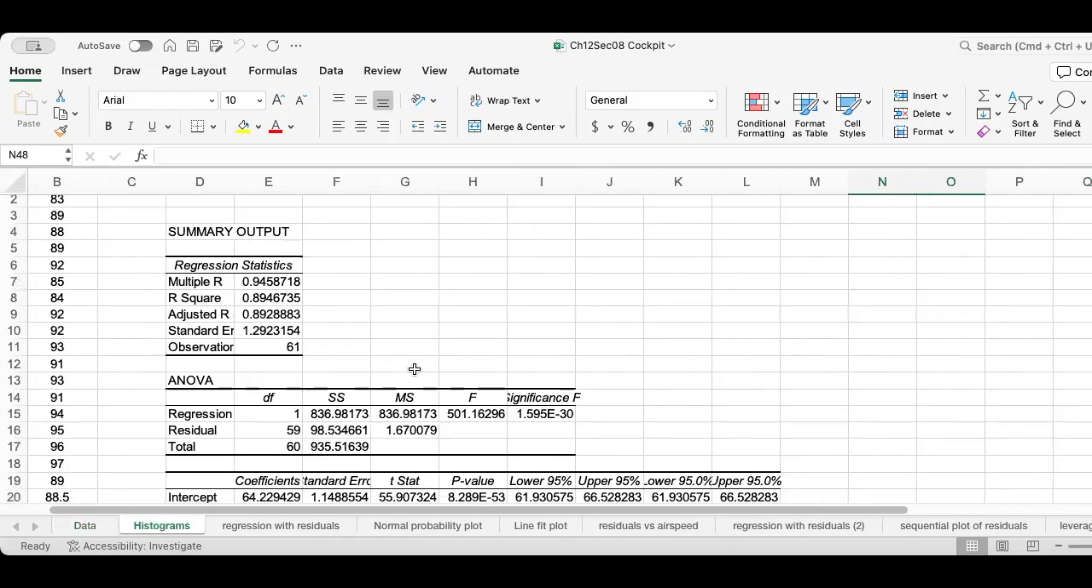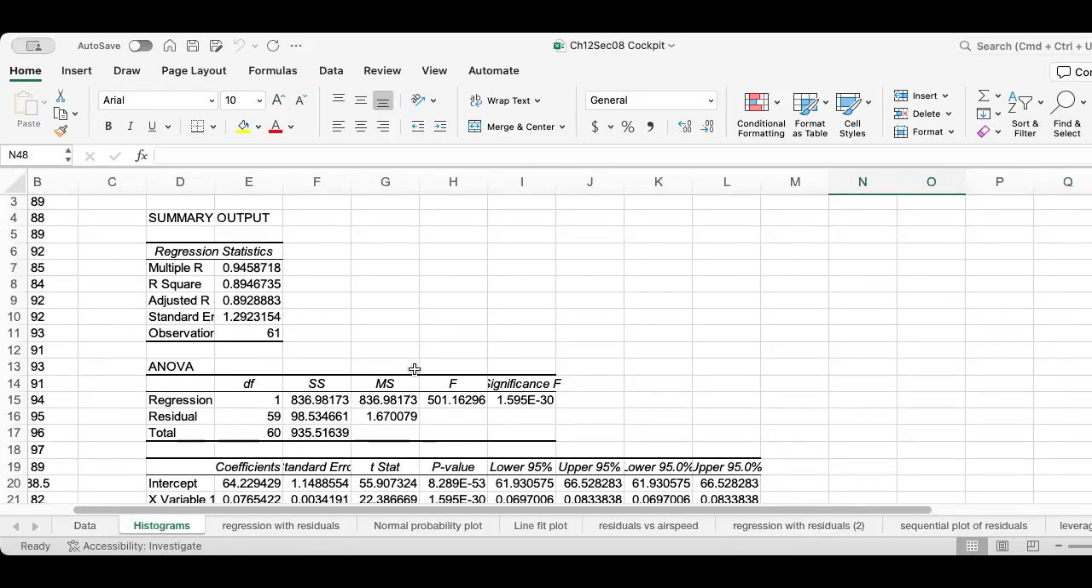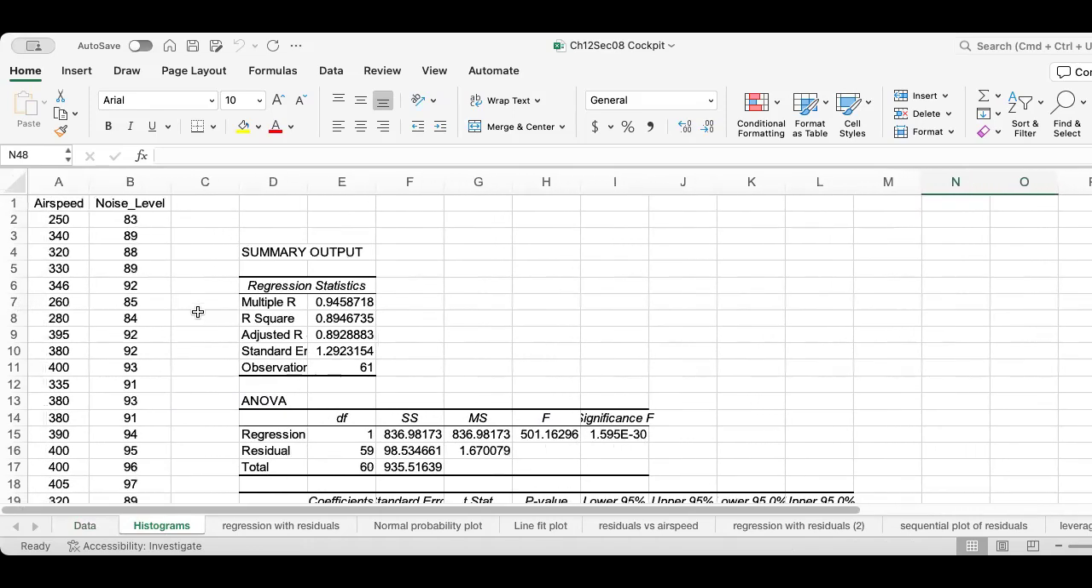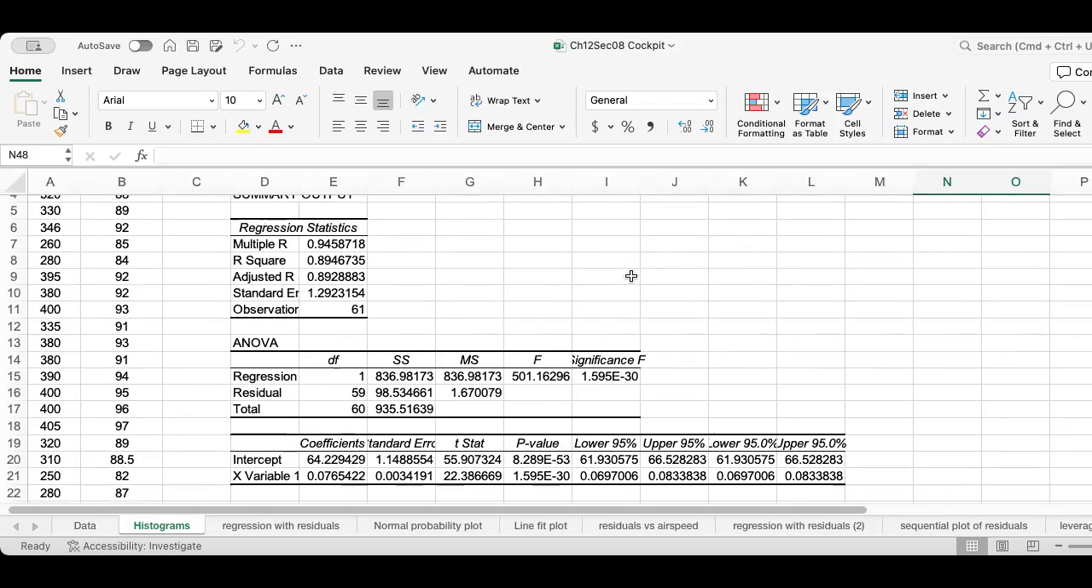I did the regression analysis here. Is there a relationship between airspeed, how fast the plane is moving, and the noise in the cockpit? It's a yes or no question. Is there a relationship? What up here is going to tell me that? Putting it against F and the p-value for like the X.